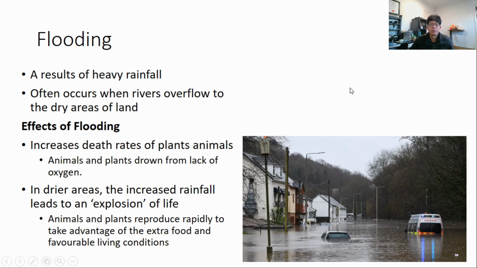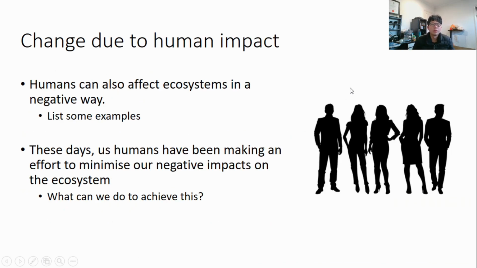Let's move on to some human impacts now. Humans can also affect ecosystems in a negative way. Let's just think about some examples and write them in our books or on a puzzle.